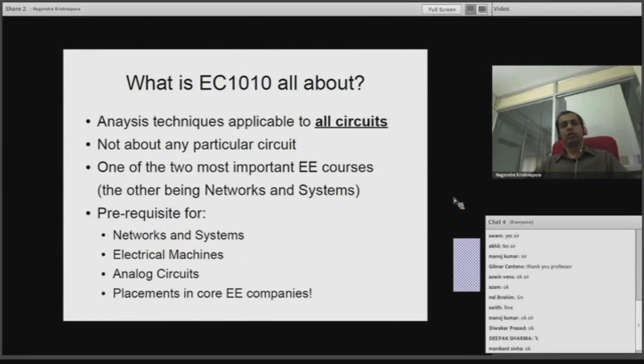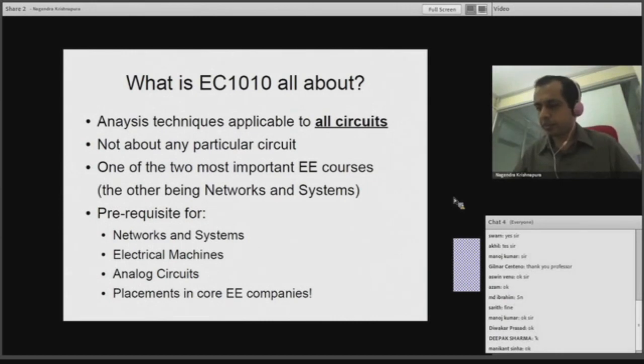It also turns out that if you want to get a job in electrical engineering, in a lot of electrical engineering companies, the interviews will start with some basic electrical circuit questions. So it is by and large a very useful course for your further studies as well as your career.